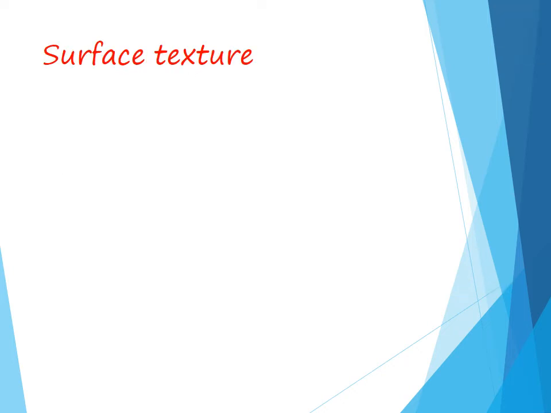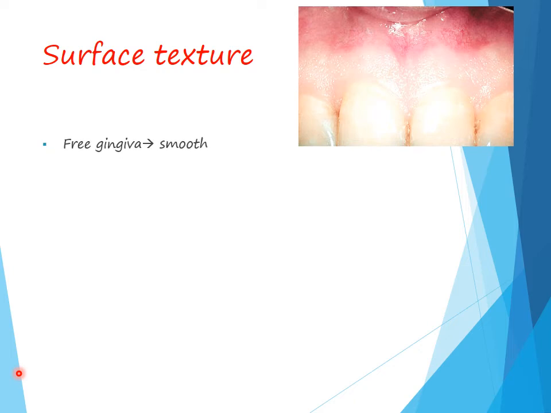Surface texture. In case of free gingiva, the surface texture is smooth, whereas in case of attached gingiva, it is stippled. Stippling is present on the attached gingiva and the center of interdental papilla. The marginal gingiva is not stippled. So how do you check for stippling?